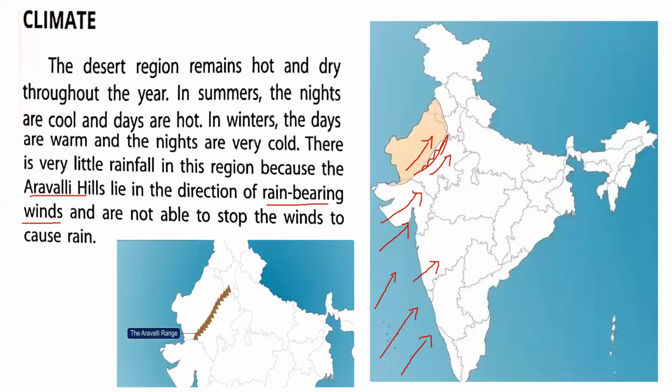Winds just pass away this way. So there is little rainfall. The Aravalli Hills are not able to stop the winds to cause rain. It just passes through this way. Look at this, children. The winds pass away. Got it? Aravalli Hills are not able to stop the winds. Got it?